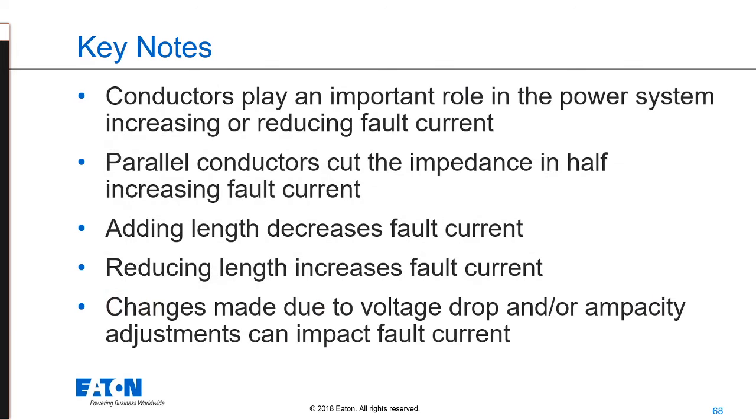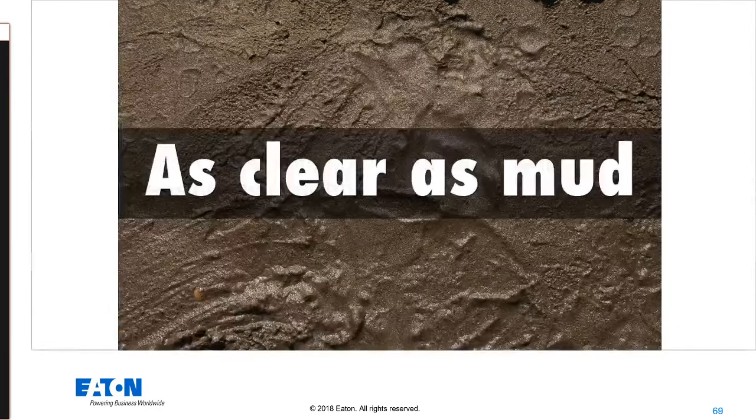So conductors play an important role in the power system, increasing or reducing fault currents. Paralleling conductors cuts the impedance in half. Adding length decreases fault current. Reducing the length increases fault current. And changes made due to voltage drop or ampacity adjustments can impact your fault current. It's very important. It's all clear as mud, right?